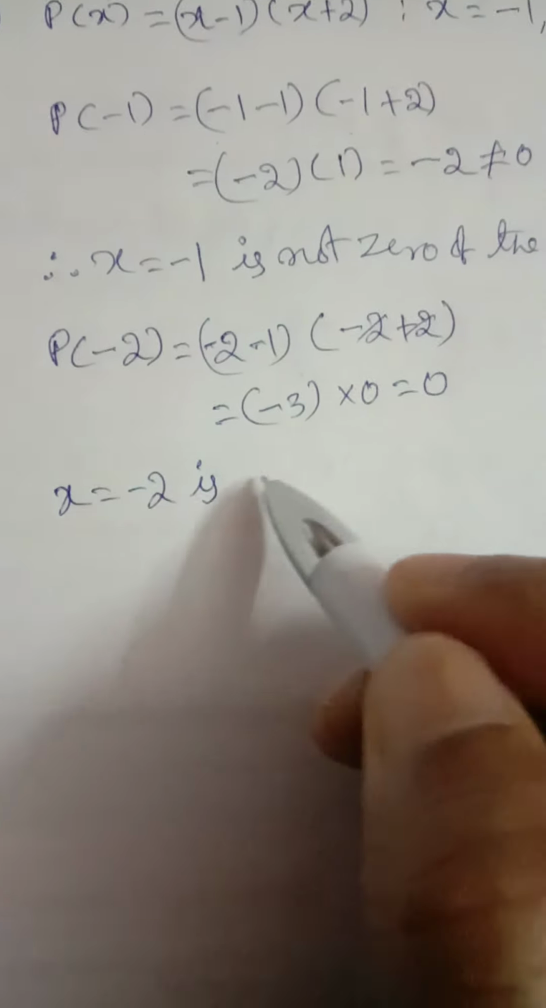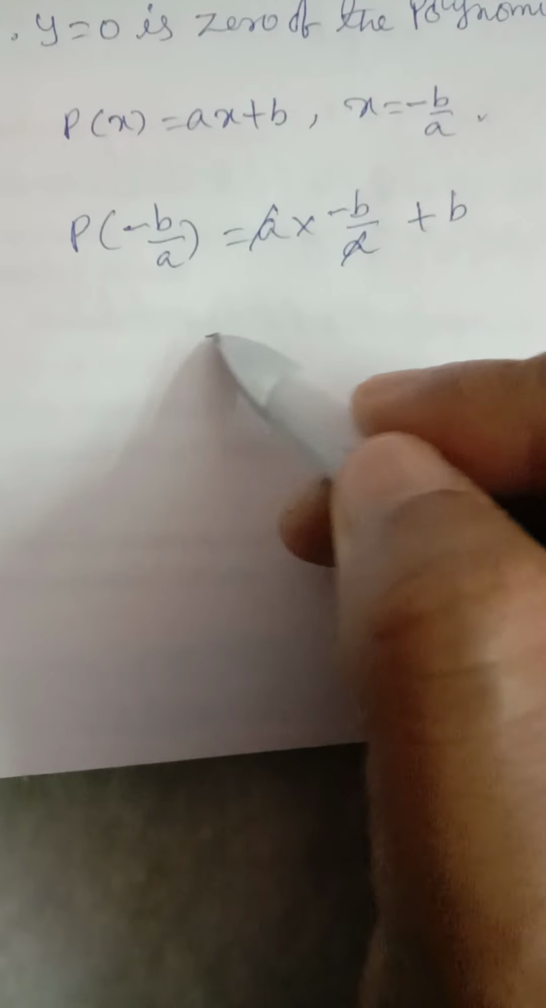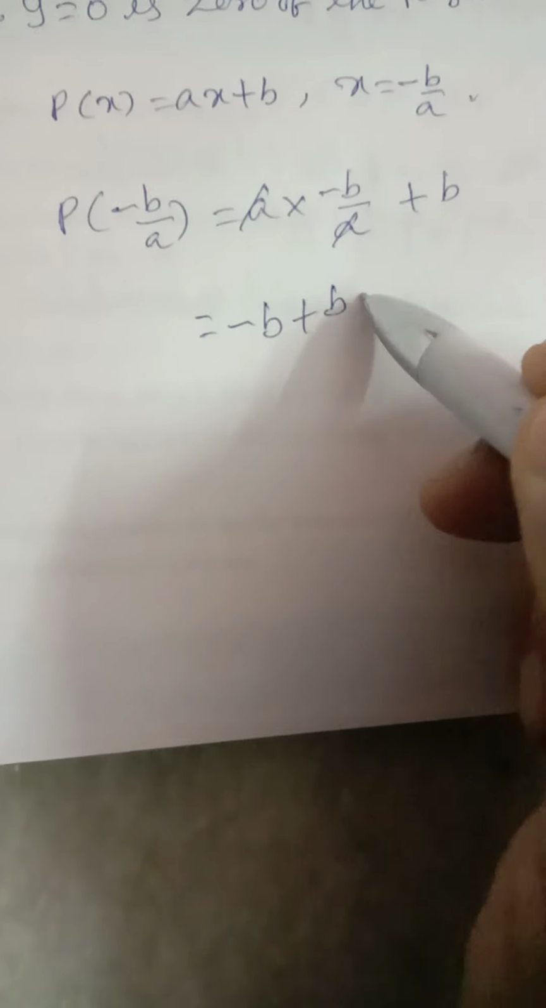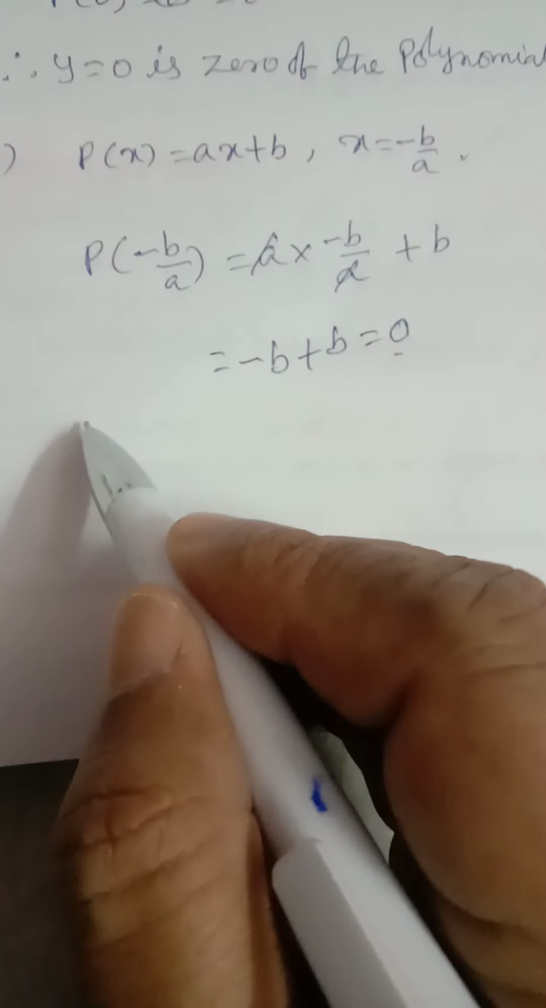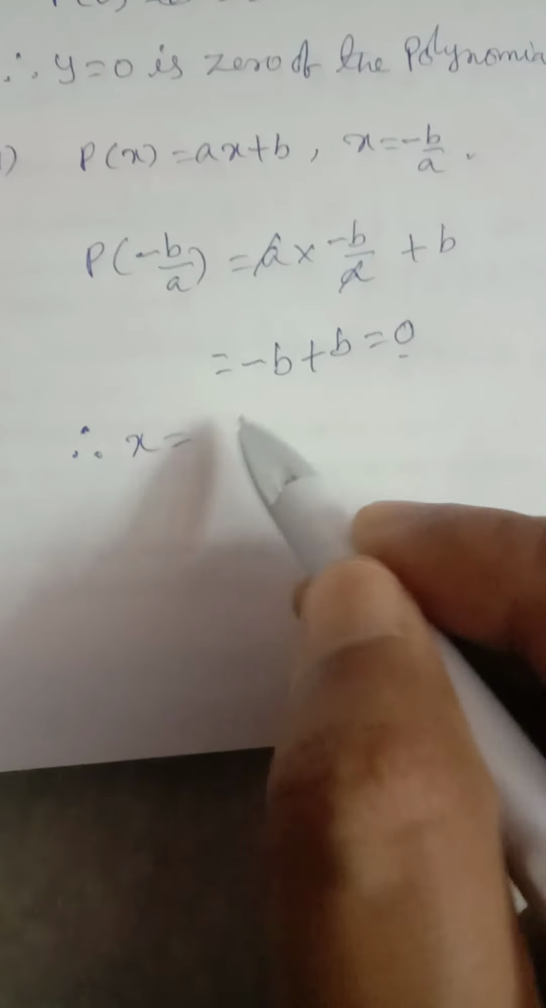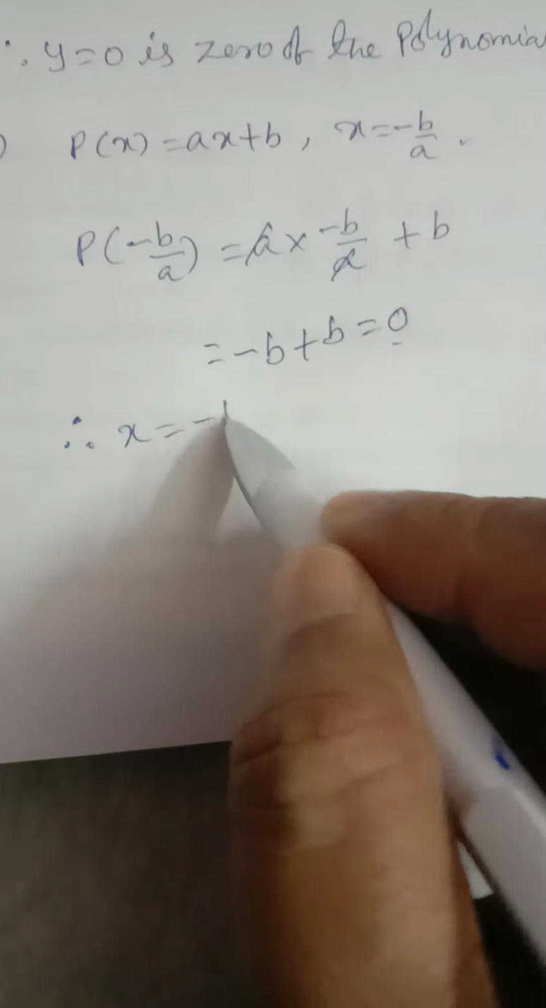Next, question number 6. P of x is equal to ax plus b, x is equal to minus b by a. P of minus b by a is equal to a into minus b by a plus b. A cancel, is equal to minus b plus b, which is equal to 0. Therefore x is equal to minus b by a is the zero of the polynomial p of x.